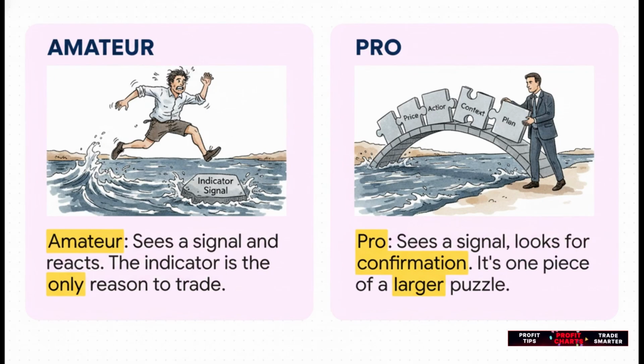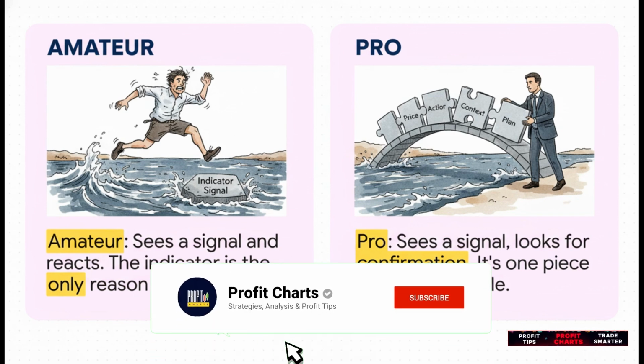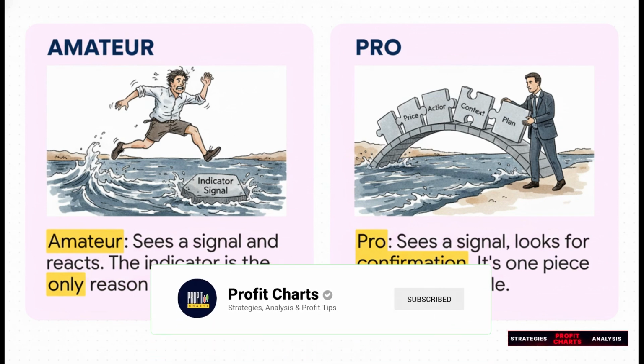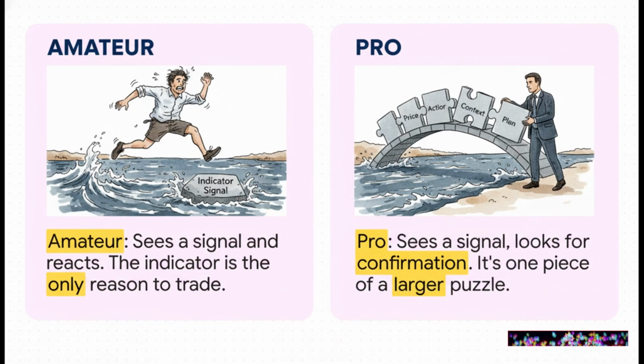When you compare these 2 ways of thinking, it's just night and day. The amateur trader sees a signal and emotionally jumps on it. The professional sees a signal and patiently starts looking for confirmation. For the amateur, that indicator is the only reason for the trade. For the pro, it's just one small piece of a much bigger puzzle. This is the real difference between just gambling and trading like a systematic, confident professional.